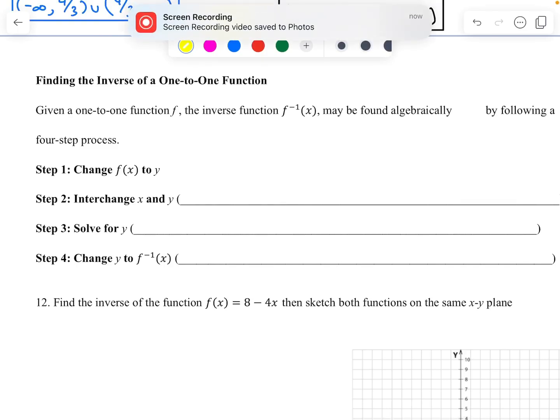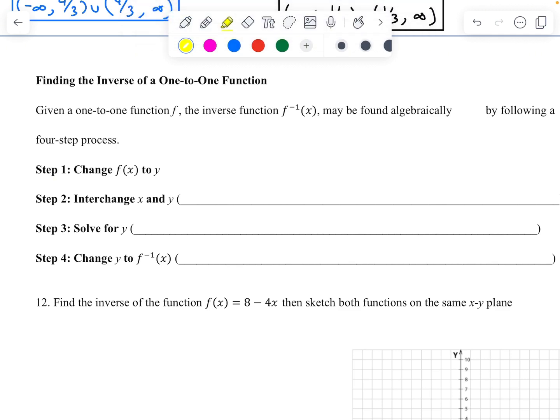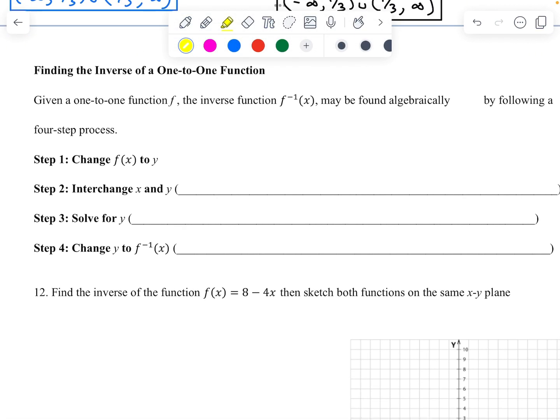Hello class, in this video I will be showing you how to find the inverse of a one-to-one function. Let's begin. Given a one-to-one function f, the inverse function may be found algebraically by following a four-step process.